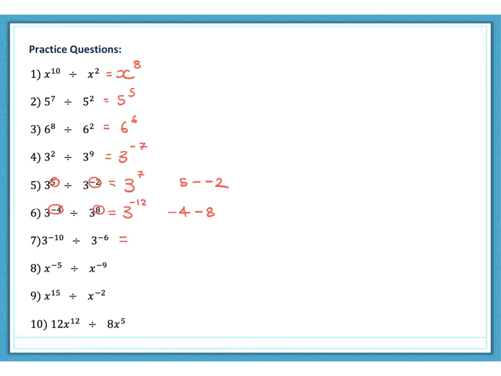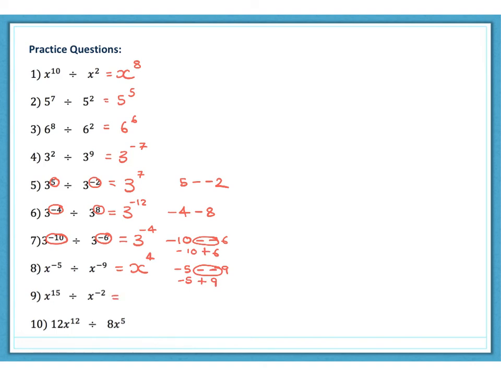Number 7, 3 to the power of negative 10 divided by 3 to the power of negative 6. You are doing negative 10 subtract negative 6. So this will give you negative 10 add 6. So that is 3 to the negative 4. Question 8 will give you x to the power of 4, because you have to do negative 5 subtract negative 9, which becomes negative 5 add 9.